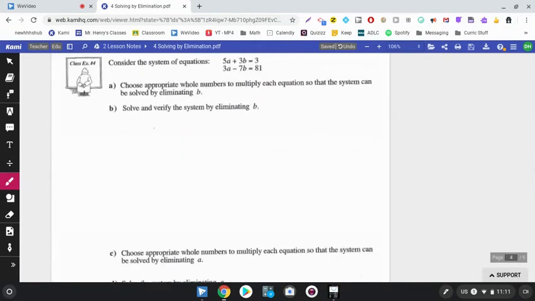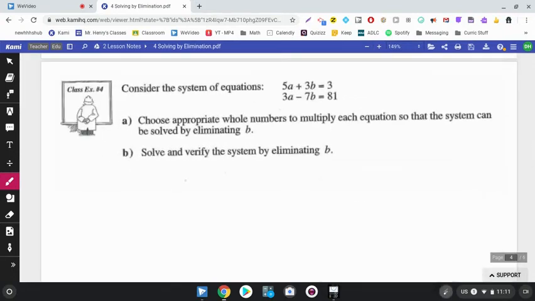5a plus 3b equals 3. 3a minus 7b equals 81. I look at that one. In terms of coefficients, 5a and 3a are different. So then you think, can I turn the 3 into the 5? Well, no. I'd have to multiply by a decimal. That'd get really awkward. It's not like I'm doubling it or tripling it. I'd have to get something weird. 3b and -7b. No, the 3 I cannot turn into a 7.